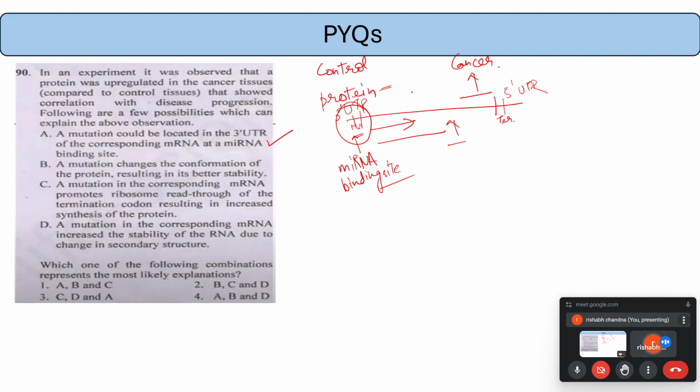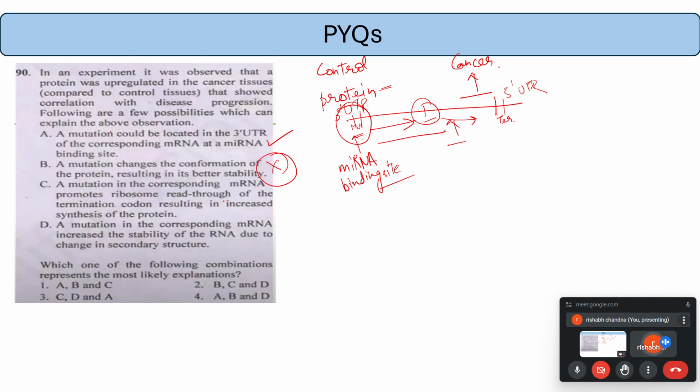Then, any mutation that changes the conformation of the protein for better stability will lead to better activity. Okay, not the levels. So if such a mutation is present, that leads to better stability, but not to a greater number of protein molecules. So this option is not correct. Option B is not correct.